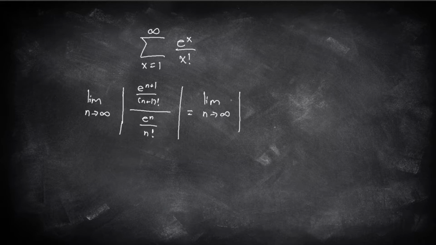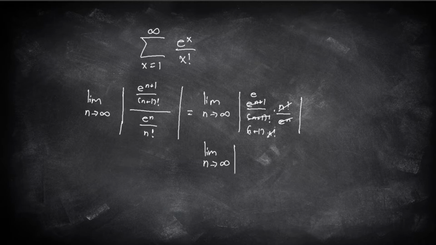So dividing is the same thing as multiplying by its reciprocal. So n factorial multiplied by e to the power of n plus 1 over n plus 1 factorial times e to the power of n. E to the power of n plus 1 is just e, because this is just e times e to the power of n. And then n plus 1 factorial is n plus 1 times n factorial, so cancel out your n factorial. So overall, our limit simplifies down to the absolute value of e divided by n plus 1.